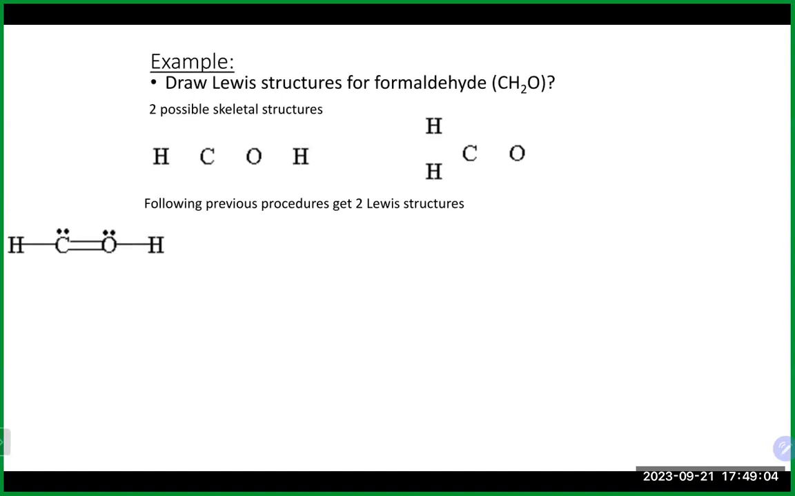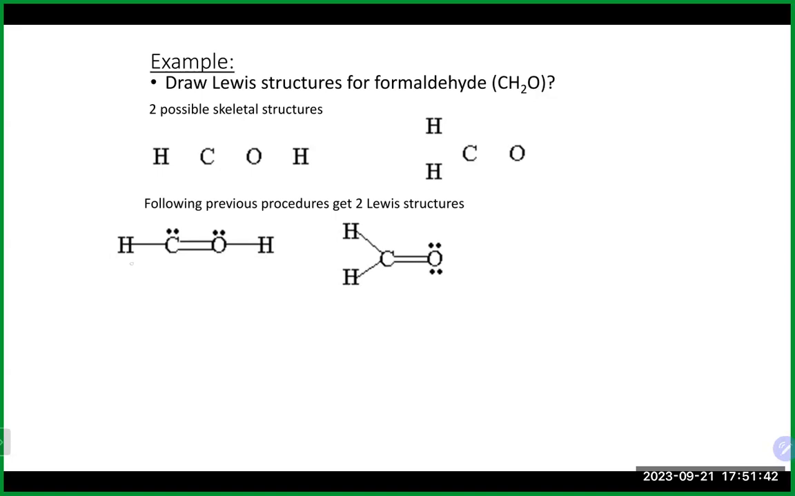So here is formaldehyde, and here are two possible structures for formaldehyde. The difference is obviously the way it's connected. So why don't you calculate the formal charges on all these atoms in each structure, and then use that to help you decide which one would be the better structure in this case.